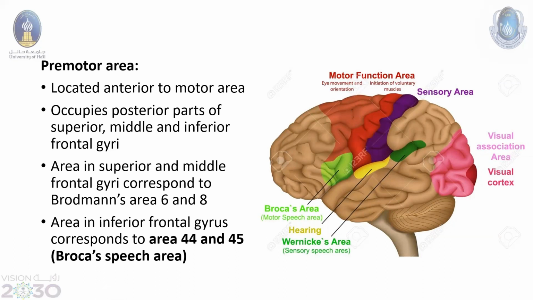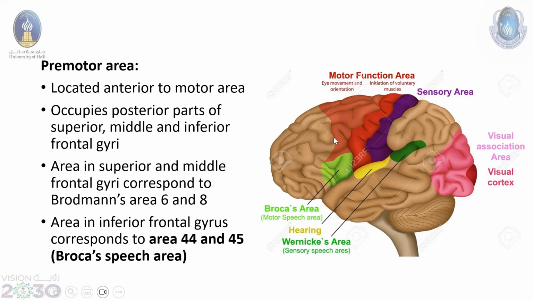The areas in the superior and middle frontal gyri correspond to Brodmann's areas 6 and 8. And the area in the inferior frontal gyrus corresponds to areas 44 and 45, which is called the Broca's area, the motor speech area. So this will be areas 44 and 45, and the other premotor area will be areas 6 and 8.